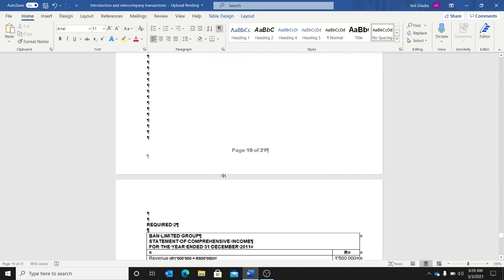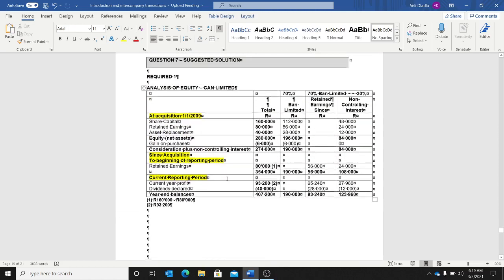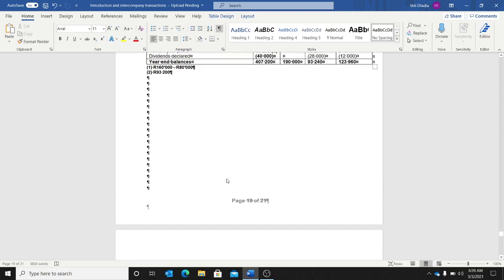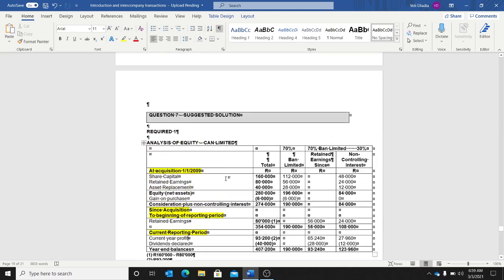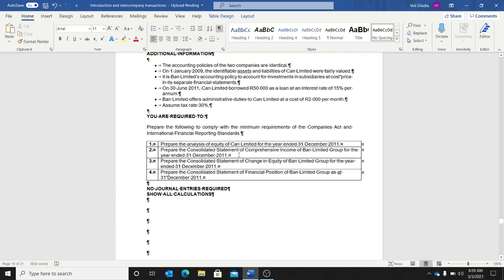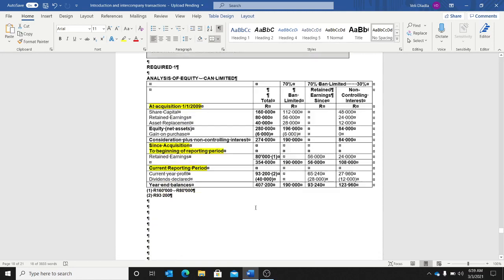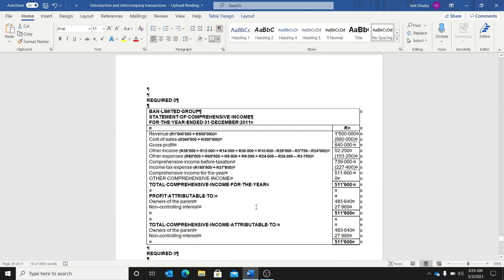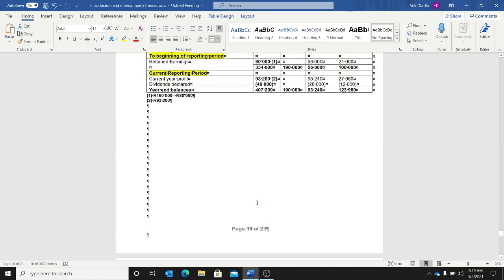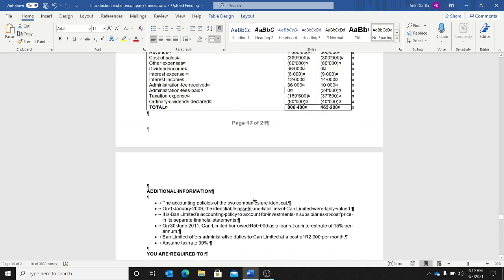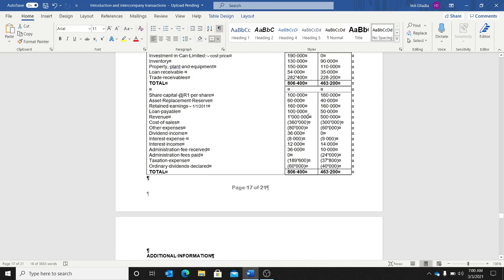Now, what then you have to do is to then look at the next requirement, which is this one, statement of comprehensive income. Now, before I do anything on this thing here, let me just firstly highlight figures that are here so that we can all understand. Here is the revenue, 1 million, and then it's 500 here.